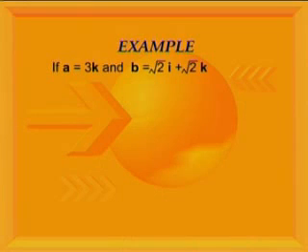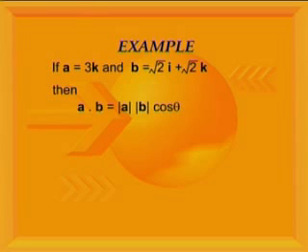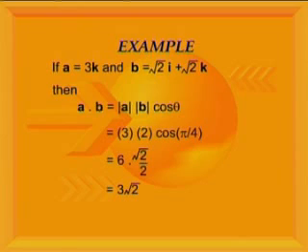Here we have a vector A which is equal to 3k, and the vector B which is equal to square root 2 i plus square root 2 k. Then A dot B is equal to magnitude of A, magnitude of B, cosine of theta, and that is equal to 3 into 2 cosine pi by 4 is equal to 6 square root 2 divided by 2 is equal to 3 under root 2.